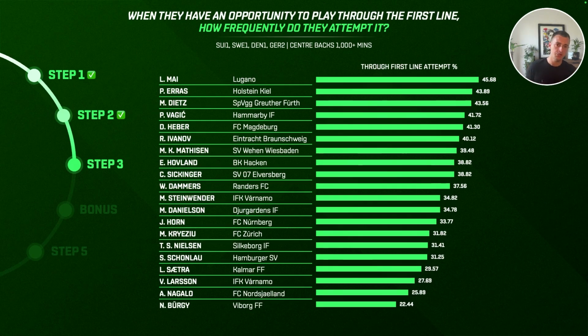But now we can start to get a little bit more interesting with this. And we can actually look at the opportunities they have to make these first line breaks through the lines. When they have the opportunity, how frequently do they attempt to play it? So now we can see the players at the top of this chart are attempting 44% of their opportunities to break through that first line. So we know that these players are really proactively looking to break through that first line. And this is exactly what we want in this particular scenario.